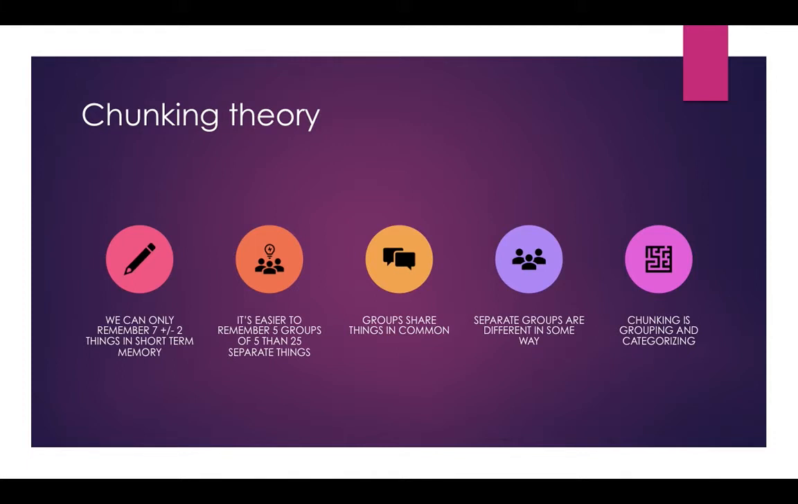While items in the same group are going to share things in common based on that group that they're in, items in different groups are going to be different in certain ways, and you can often determine what that difference is just by looking at the groups they're in. And that's what chunking is. It's just grouping and categorizing.